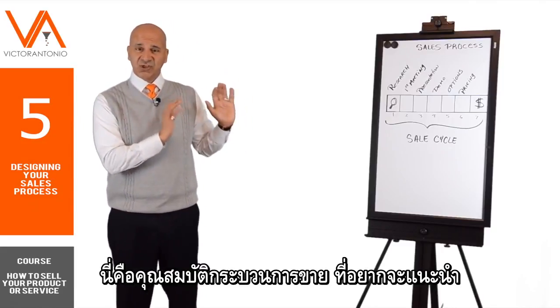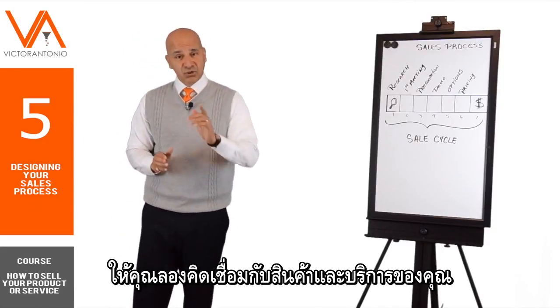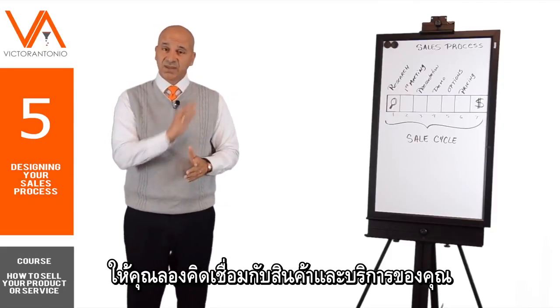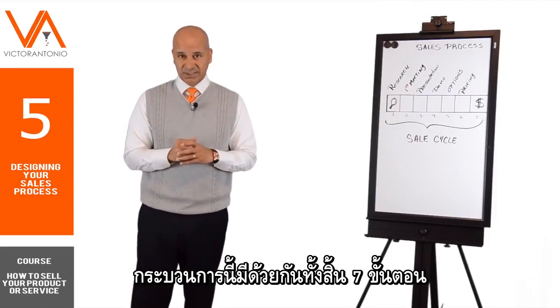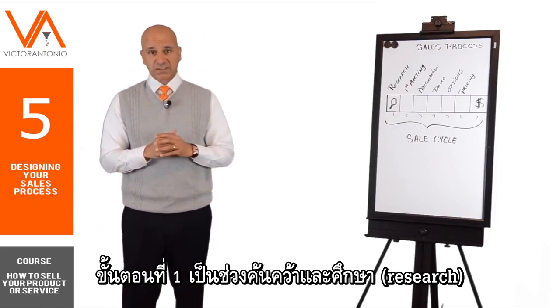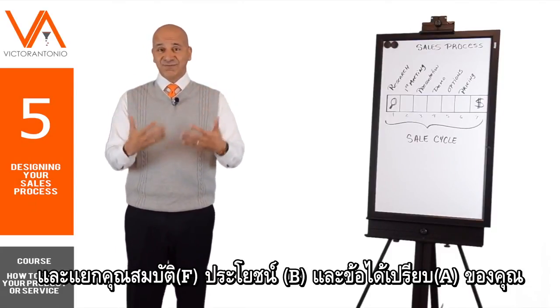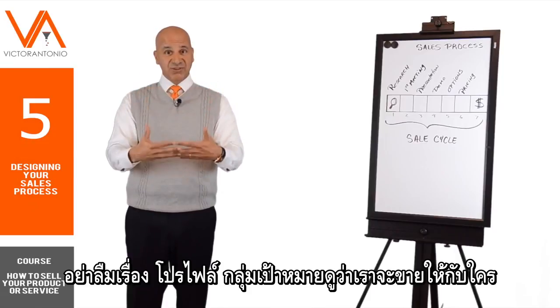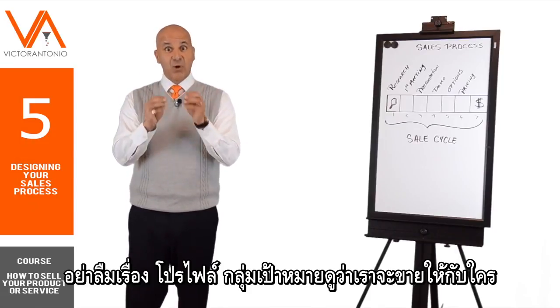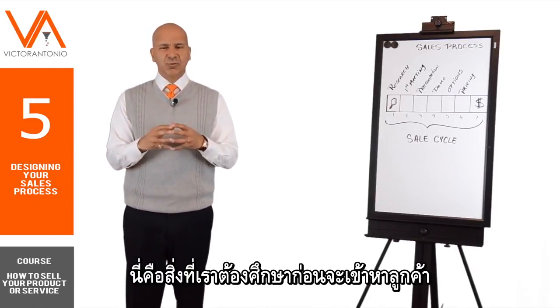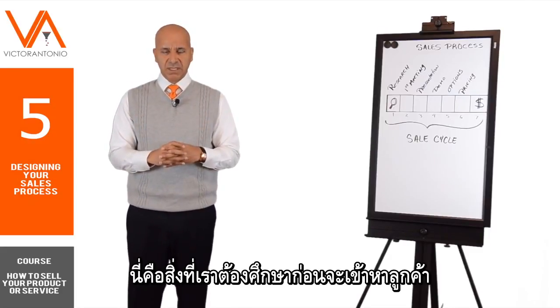Now here's a suggested sales process. I want you to tailor it to your product or your service. This sales process has 7 steps. The first one is the research phase. This is where we research our customer, list out our features, benefits, advantages, and talk about who we're going to sell to. Remember that, the target market, the profile, who's going to buy our product. This is the research we do before we meet with the customer.